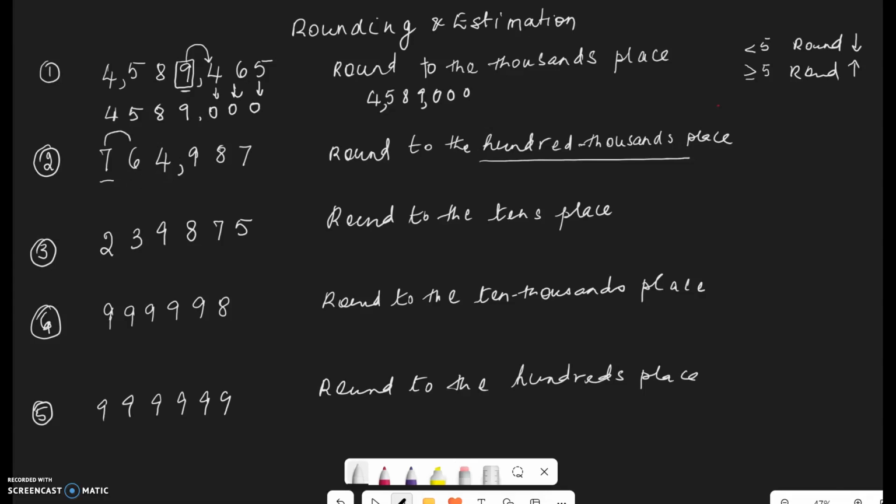We look one place value to the right. That number 6 is greater than 5. So the rule tells us, round up. Now what does rounding up mean? We add 1 to that digit. All we have to do is add 1 to that particular place value. So 7 plus 1 is 8. Every number before that, just leave it alone.